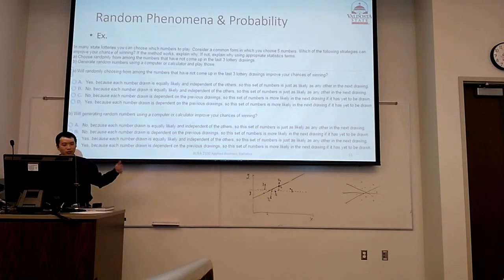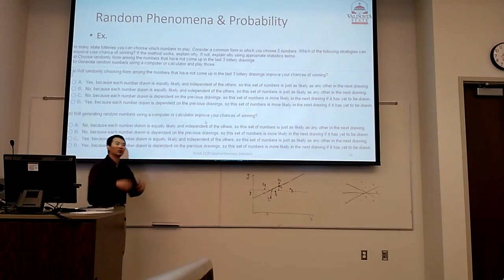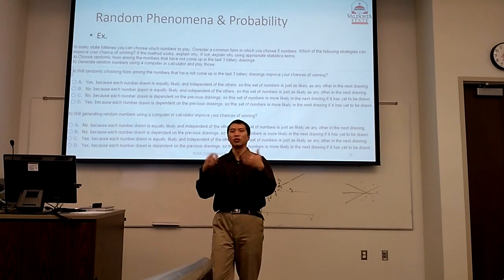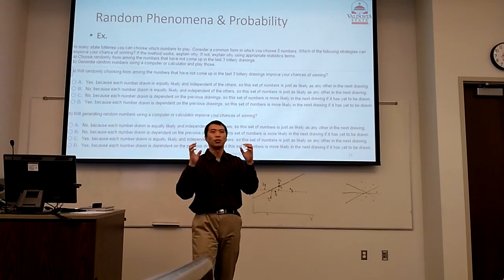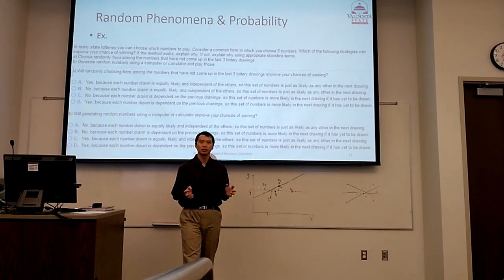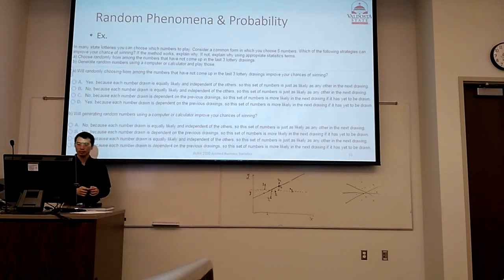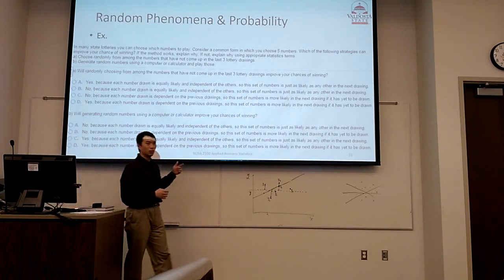So, but we have another suggestion. We are generating random numbers using a computer or calculator to improve your chance of winning. Let's do some simulation. Okay? To see which number or which 5 numbers have more chances. Can we do that? Is that going to work or no?